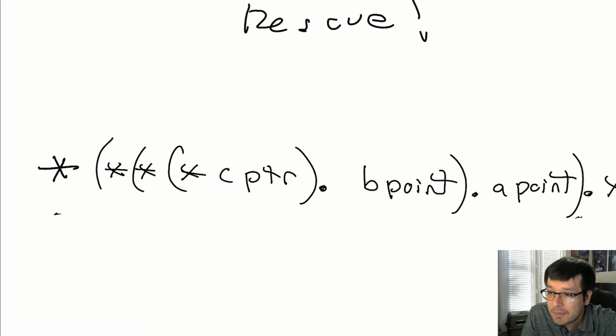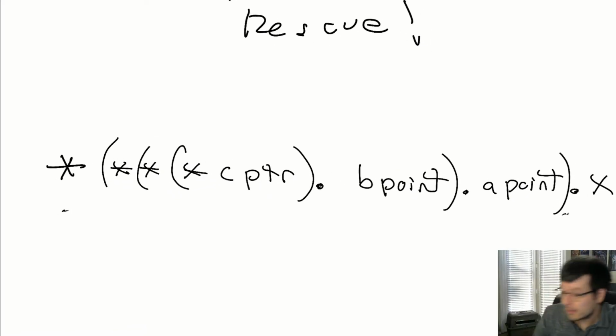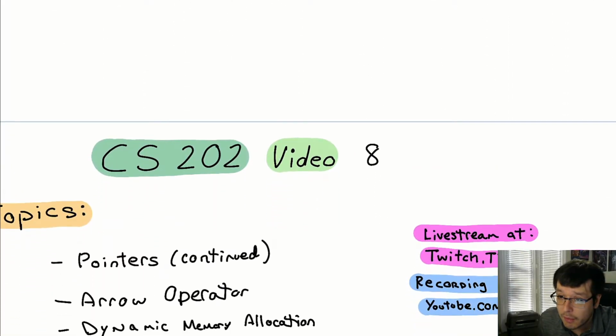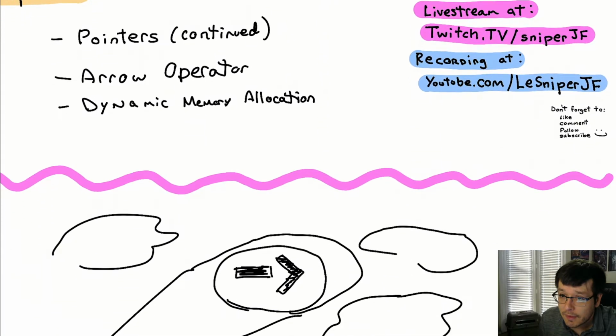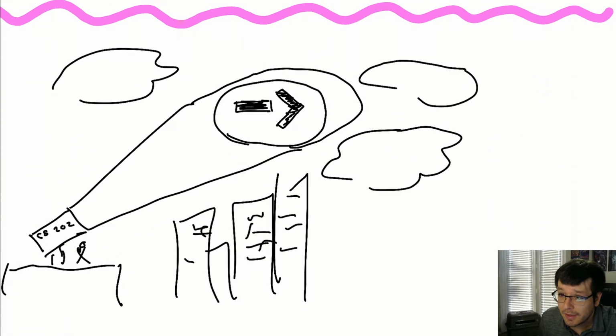To do this. And so as I said, not everything is lost. There is hope for us, and the hope comes in the form of a brand new operator that we're going to learn today. That operator is the arrow pointer.